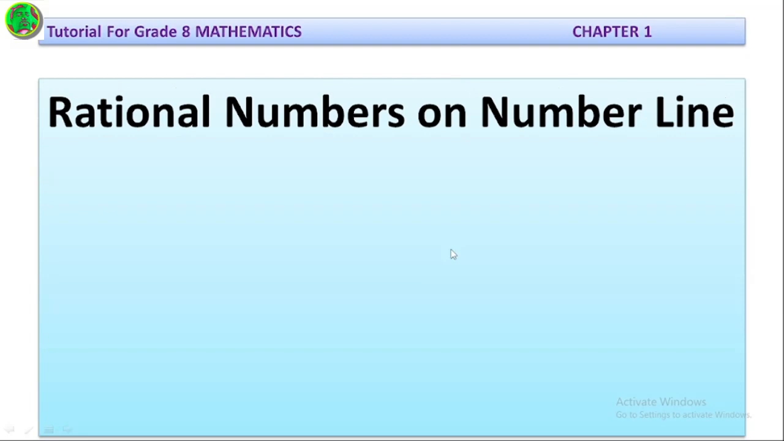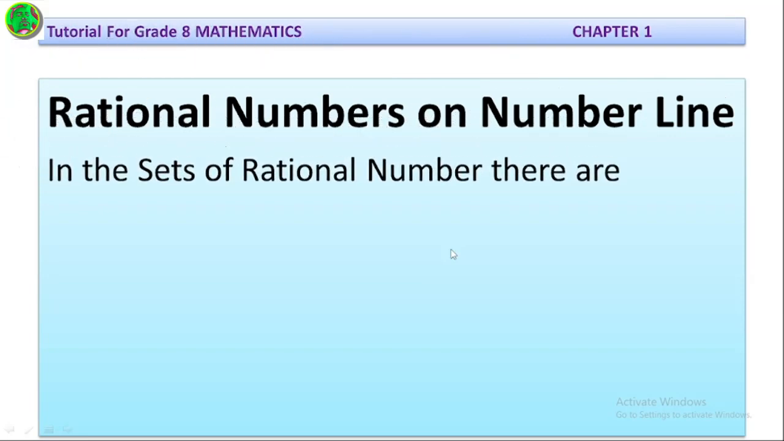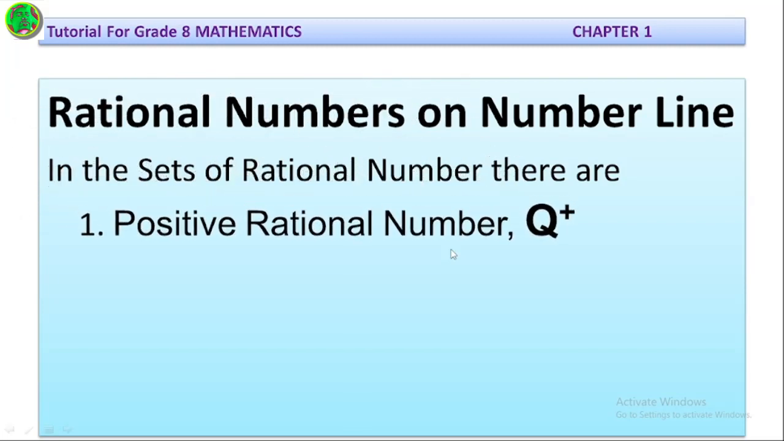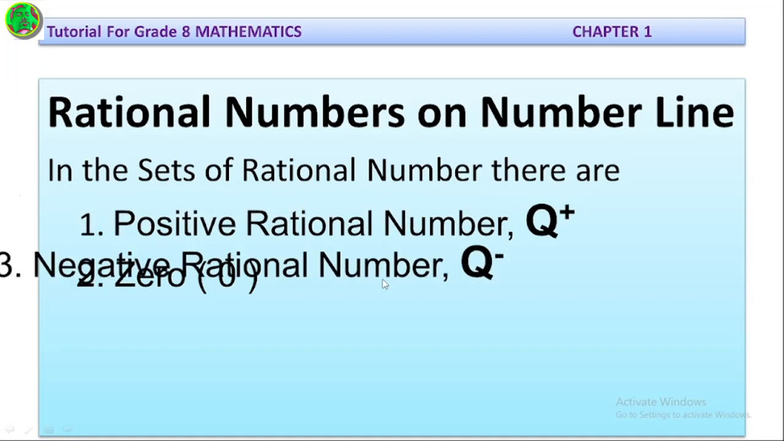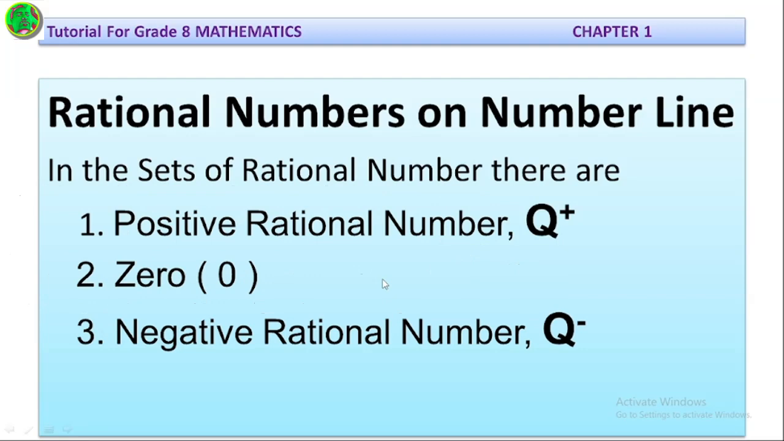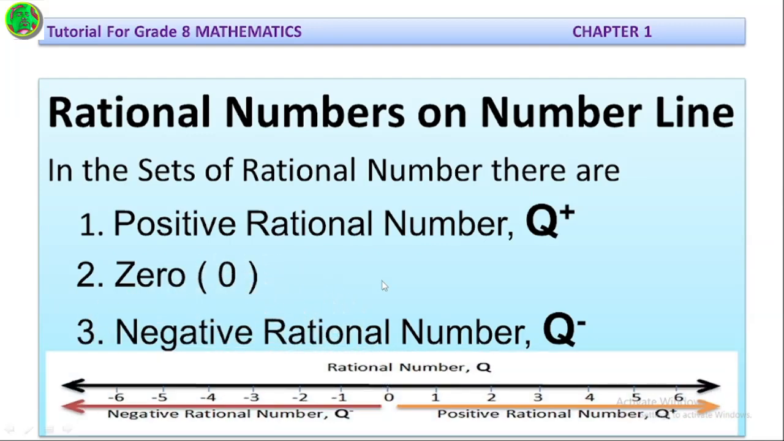Rational numbers on the number line. We can also represent rational numbers on the number line. In the set of rational numbers, we have to know that there are three sets. One is positive rational numbers, which is denoted by q plus, 0, and the third one is negative rational numbers, which is denoted by q negative. These three sets also can be represented on the number line like this.